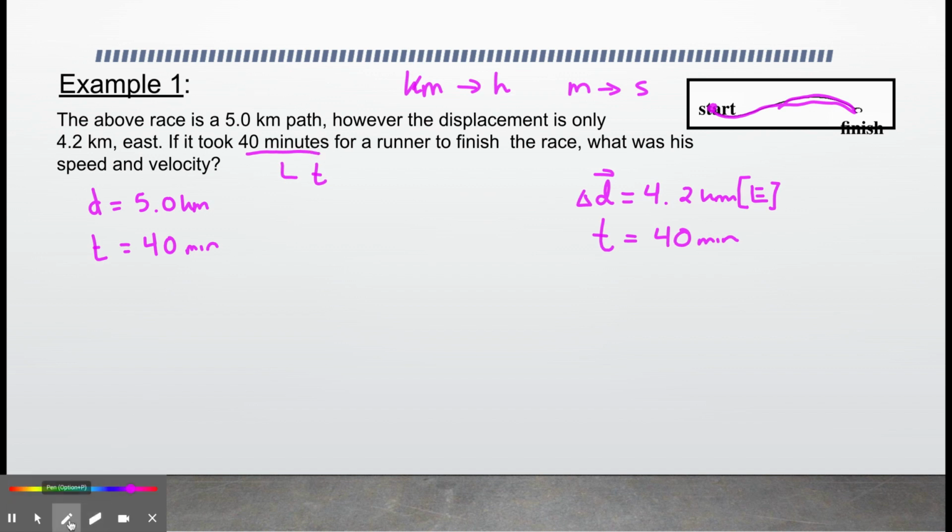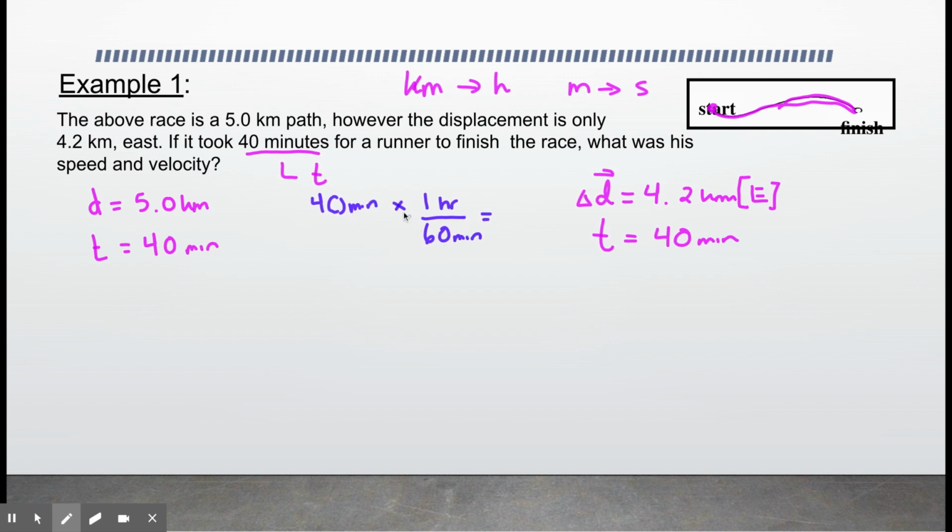So if we need to change minutes into hours, I'm going to show you how to do this. This is a little math. So 40 minutes, I want to put it in hours. So I'm going to put what I want on the top. So I want hours. Well, how many minutes are there in an hour? There's 60 minutes in an hour.